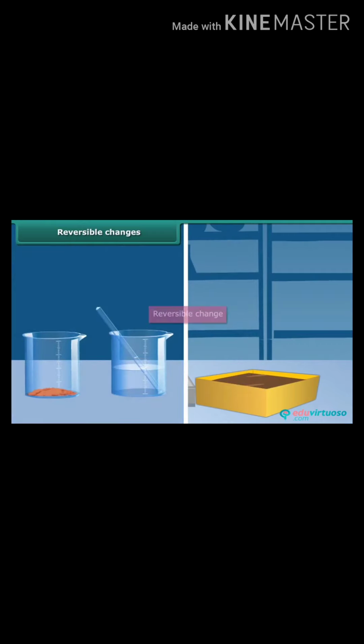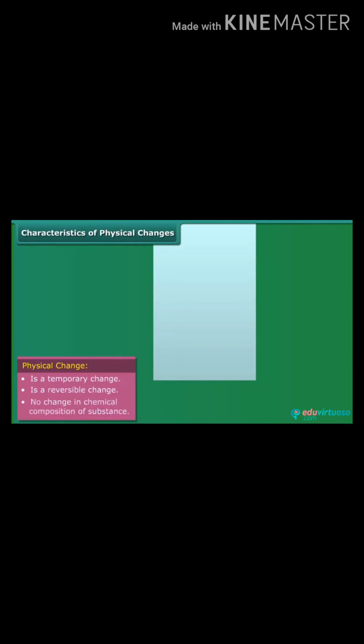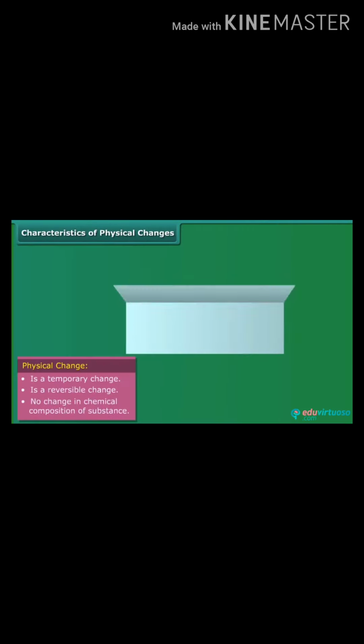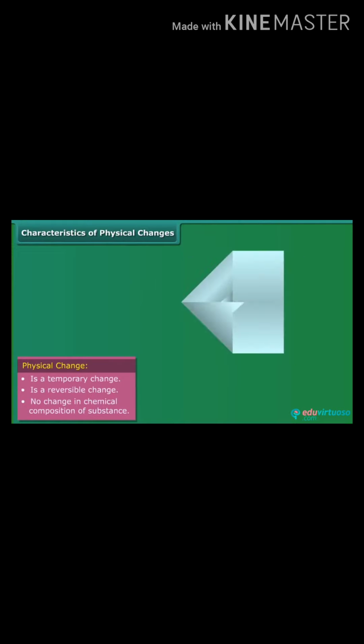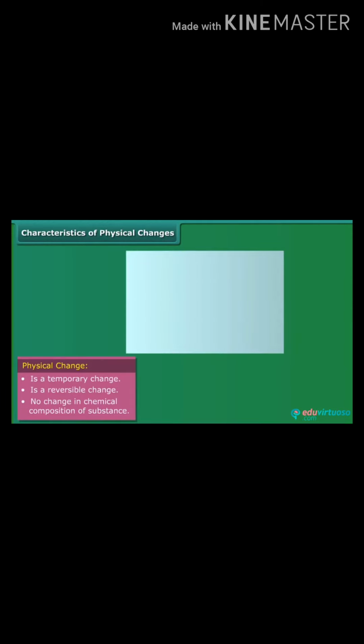Take a piece of paper. Fold it to make a paper aeroplane. There is a change in its size, but we can unfold the piece of paper back to its original size and shape. So it is a temporary change. That is, it is reversible in nature. Also, the chemical composition of the paper remains the same.